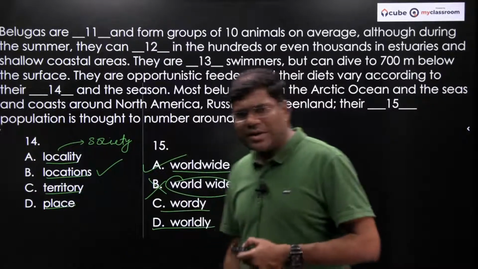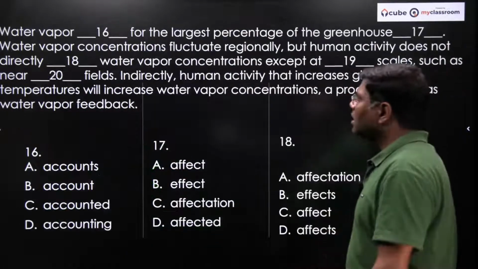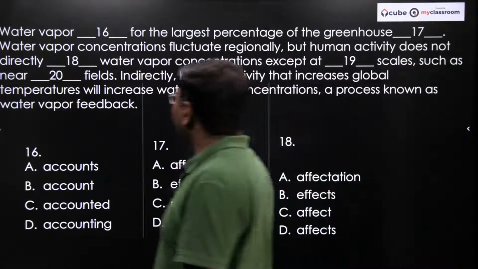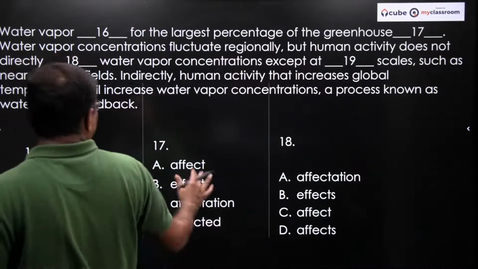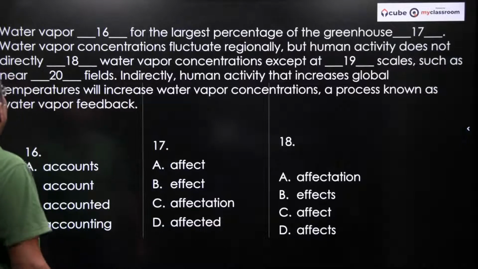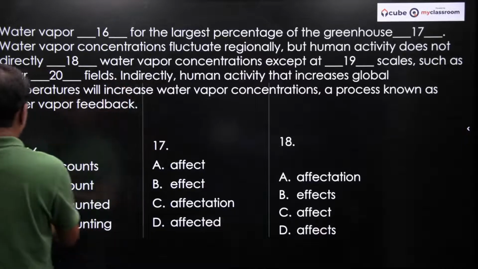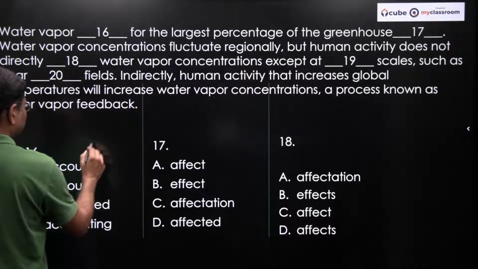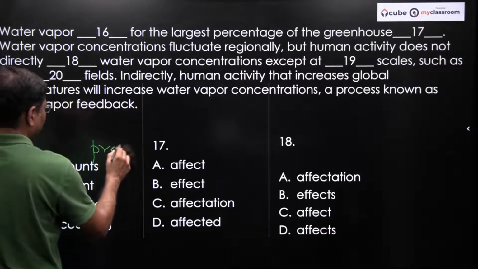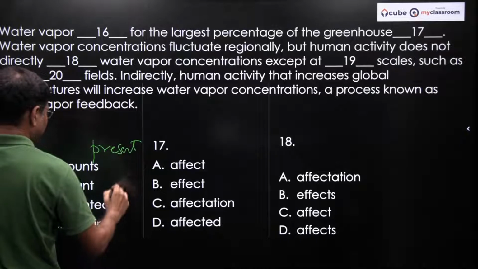Now we can go to the next one. Right, so we have the fourth question. Again, we have 5 blanks. You can see all these blanks. Water vapor dash for. So the word is accounts for. This is the present tense and this is the past tense.